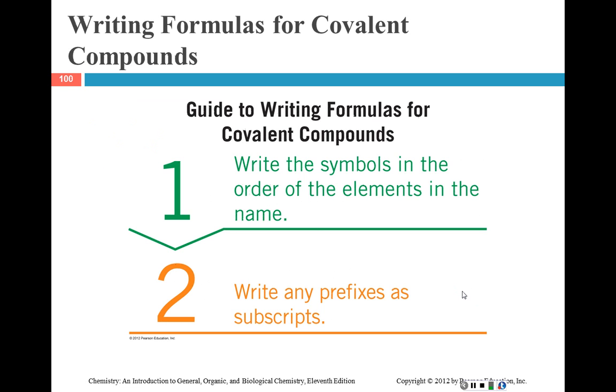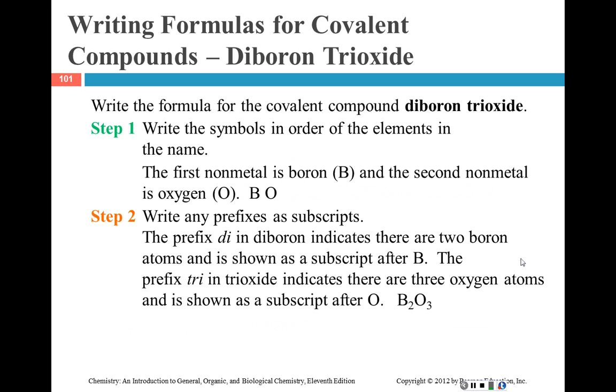Writing formulas for covalent compounds. First, you're going to write the symbols in order, and then you're going to write any of the prefixes as subscripts. So diboron trioxide tells us that we have how many borons? 2, because di is 2, and in trioxide, we have 3 oxygens. That's it. That's how easy this is. A lot of students really like the covalent compounds.